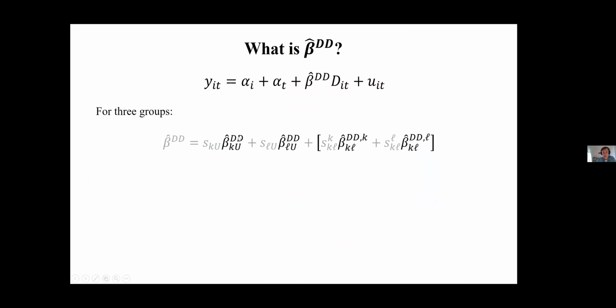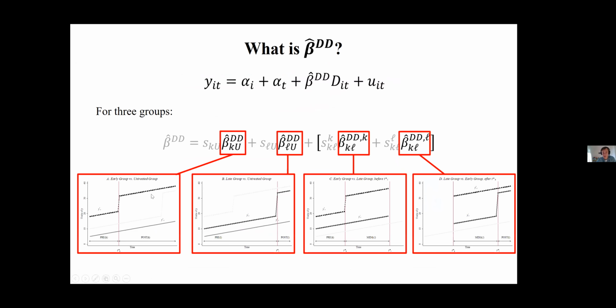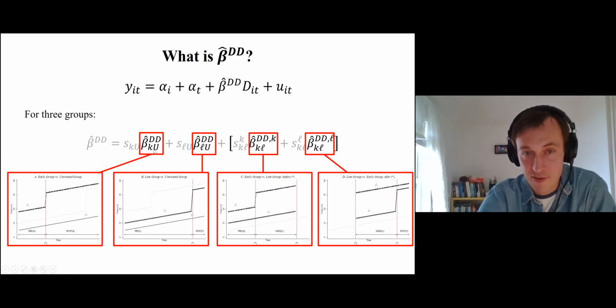Okay, so the betas are these pictures we just looked at, right? So this first one, beta hat diff and diff, K versus U, that's the first one we saw. The early switchers are treatment, untreated units are the control. The second one is beta hat diff and diff, LU, that's the one we saw second. The late treated units are the treatment group, and the untreated units are the control group.